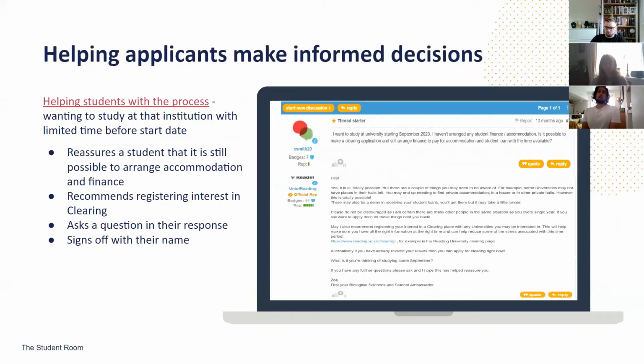This one comes from the University of Reading official rep, and it's about helping a student with the process. They're wanting to study at an institution with limited time before the start date. With this response, they reassure the student that it's still possible to arrange accommodation and finance. They also recommend registering interest in clearing. They ask a question in their response and sign off with their name. Signing off with your name is something I would really encourage when you respond on all platforms. It humanizes the account and makes the student feel they're not just talking to a computer screen, they're talking to someone that represents a university. So yeah, I'd highly encourage that. On to the next slide, please.